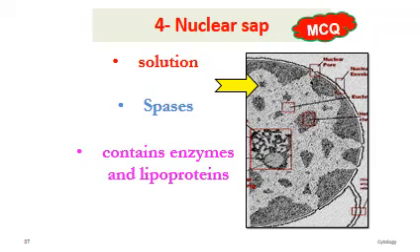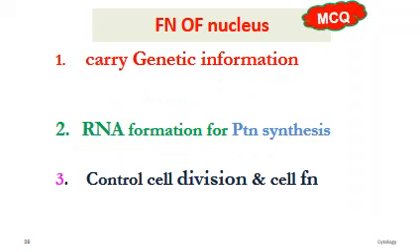The last component is the sap-like structure, which is the nuclear sap. It is a solution that fills the spaces between the other components. It contains some enzymes and some lipoproteins. Function of the nucleus: it is the most important component of the cell. It carries genetic information. It is responsible for RNA formation for protein synthesis. It controls cell division and cell function.